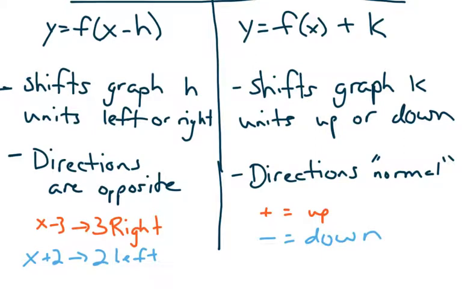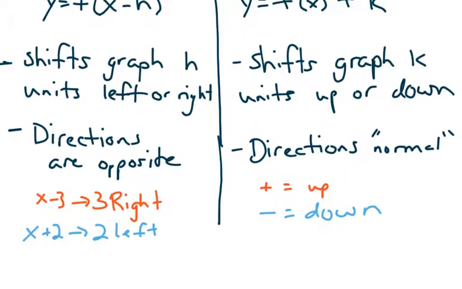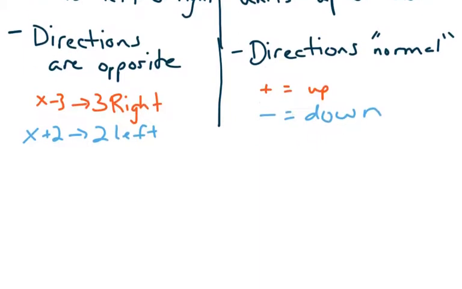Okay, so again, I'll summarize this real quick. With horizontal translations, we're doing something directly to x. With vertical translations, it's done to the entire function or to the end of the function. With horizontal, remember, the directions are opposite, and in vertical, the directions are normal. So if we have x minus 3, that's 3 units to the right. If we have a plus on the end, then that's going up. X plus 2 means 2 to the left, and if we have a minus on the end, that means we're going down.